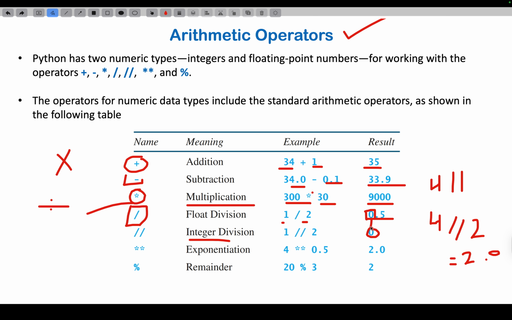Then we have exponential. Exponential is the power of, right? And we learned that. You say 4 asterisk asterisk 0.5. Technically it's 4 to the power of 0.5. Here we go. So this is equal to 2.0, right? This one is a killer. You'll be using this in the major and also in a lot of questions around this, because there's one question always there.